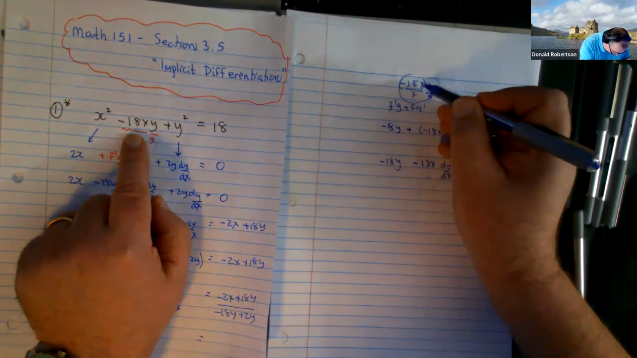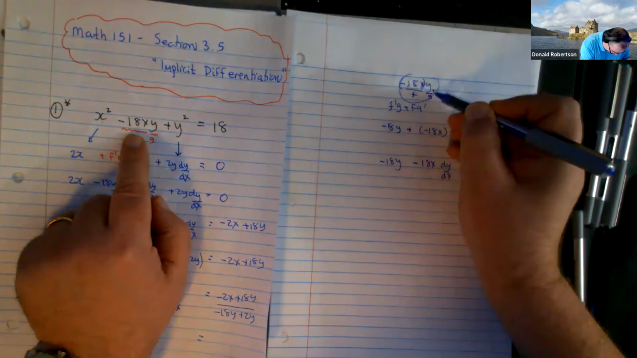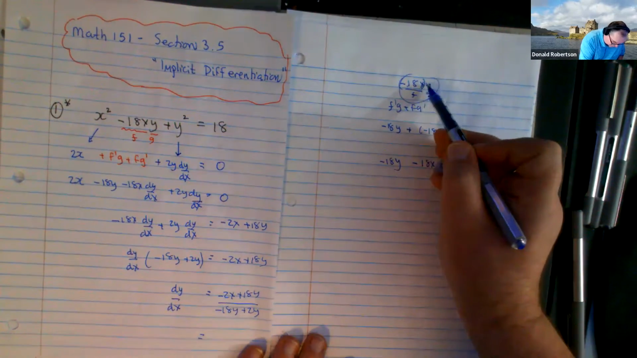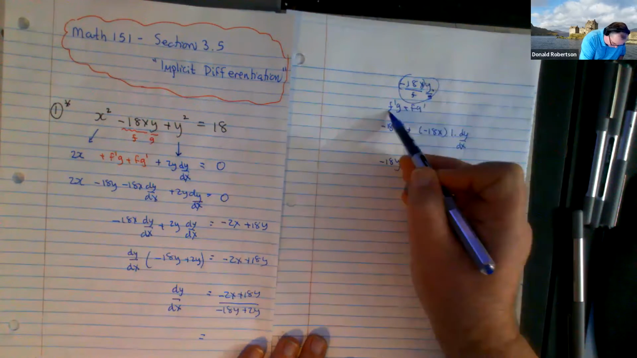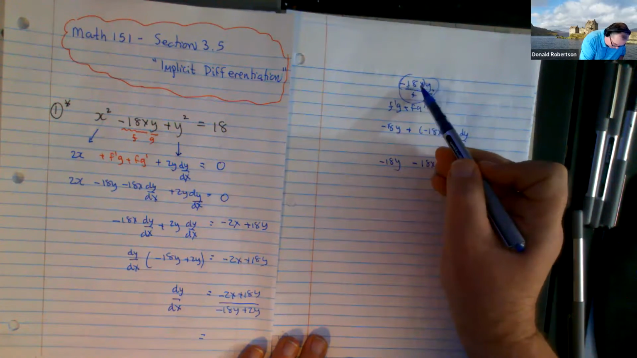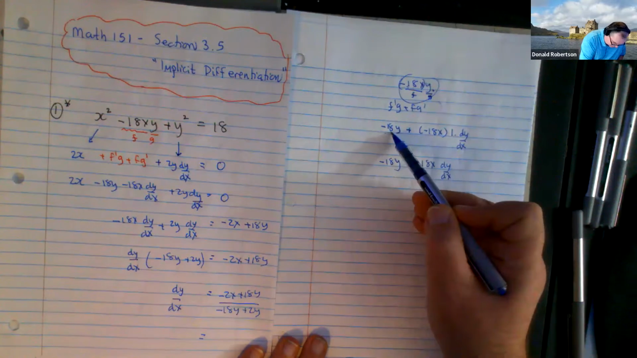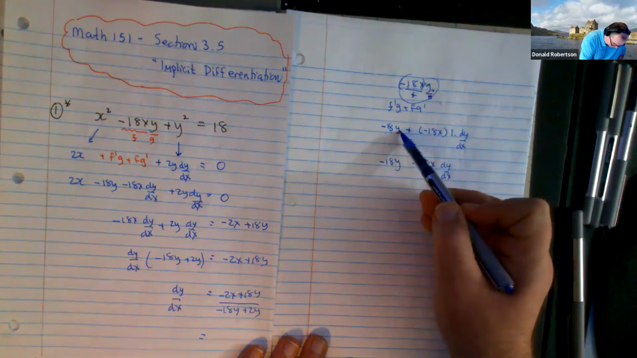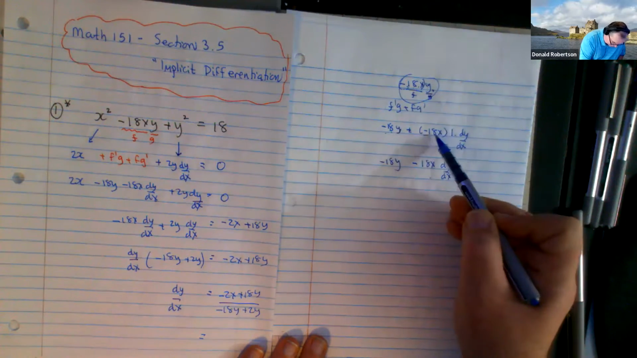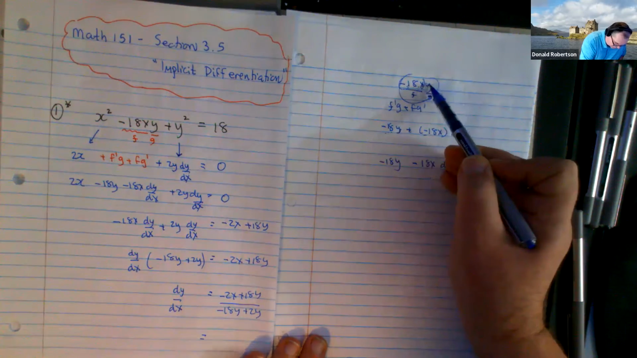So it's a negative 18x and it's a y, two things multiplied together. If you want to differentiate them, you need to do a product rule. So here's my product rule. If you differentiate negative 18x, you get negative 18 times the untouched g, plus the untouched f times the derivative of y.